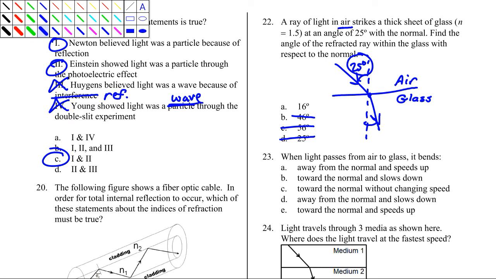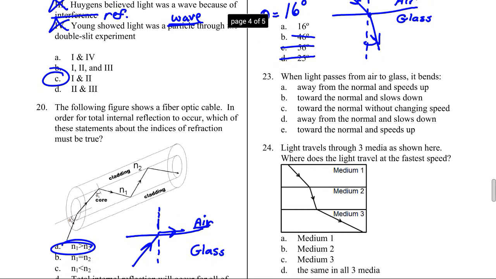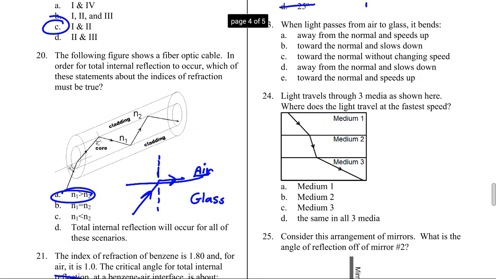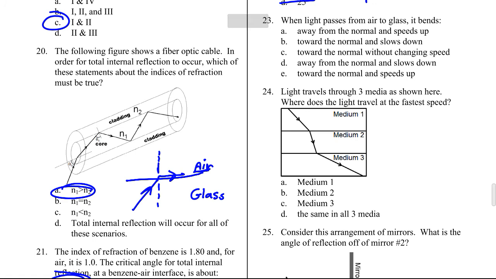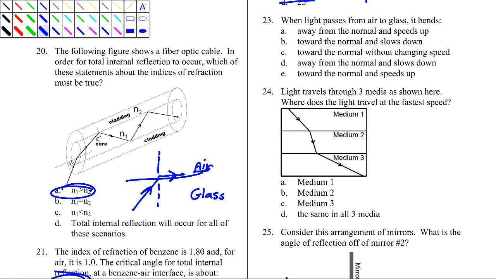I have 1 sine of 25 equals 1.5 sine of theta. If I solve that for theta, that's the inverse sine of sine 25 over 1.5. You'll find that that's 16 degrees. You can try that on your own if you like. All right, when light passes from air to glass, it bends. Well, we just did this from air to glass. It's going to bend towards the normal. But why does it bend towards the normal? It bends towards the normal because it slows down when it enters the glass.